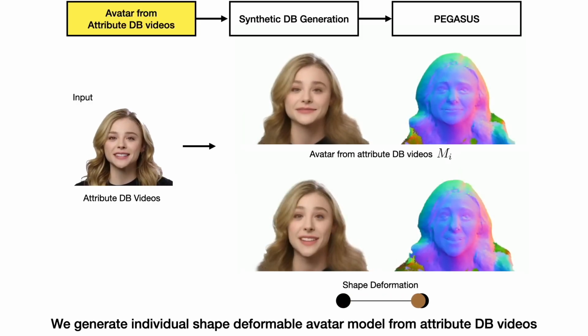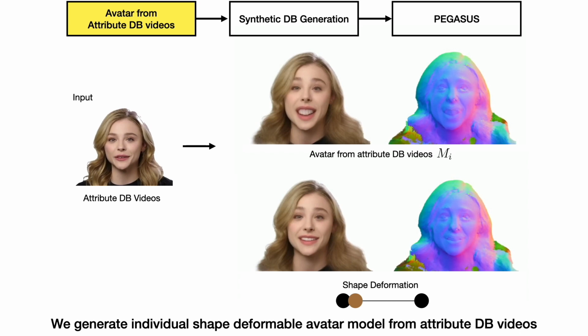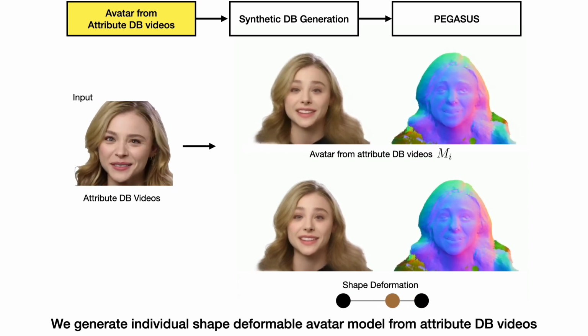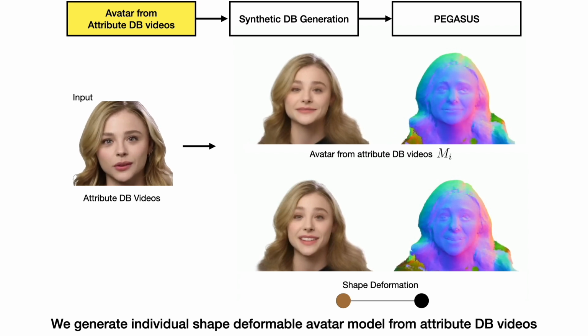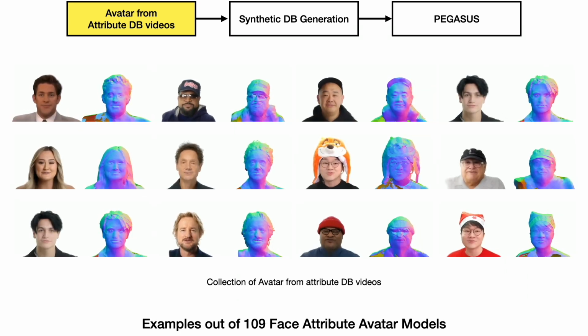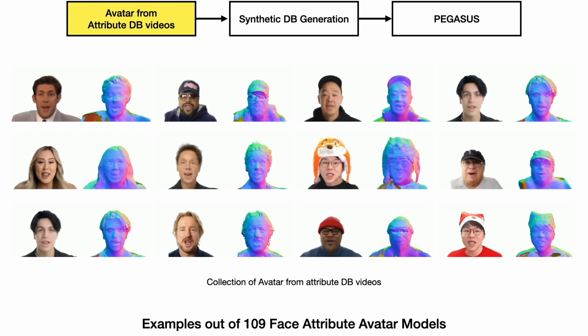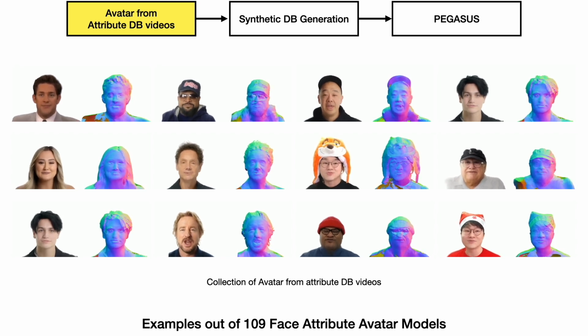We create deformable avatar models from the attribute DB videos, which are monocular RGB inputs. We collect 109 publicly available videos from the internet and build an avatar for each. Here we show some examples of our collection of avatars from attribute DB videos.